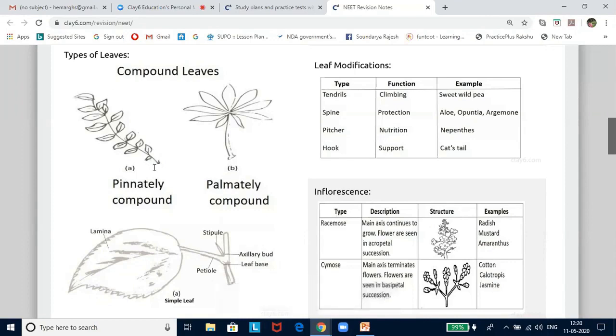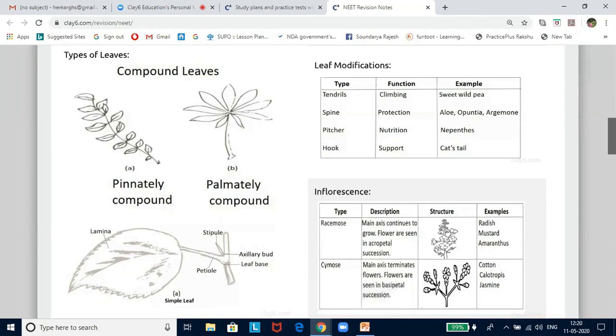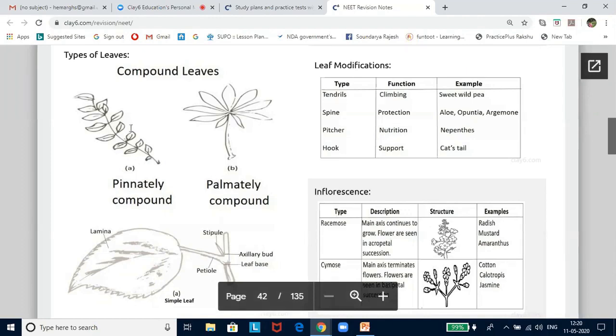The rachis, which represents the midrib, for example in neem. So this is how you find it in pinnately compound leaves. There is one rachis, and on this you will find leaflets. At the terminal point, if it ends with only one leaflet, it is called an imparipinnate pinnately compound leaf. If there are two leaflets, you call it a paripinnate pinnately compound leaf.